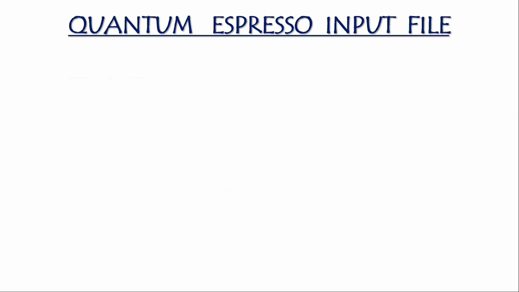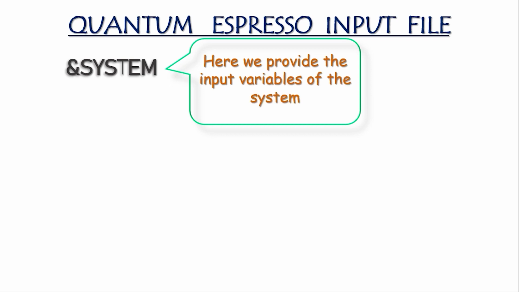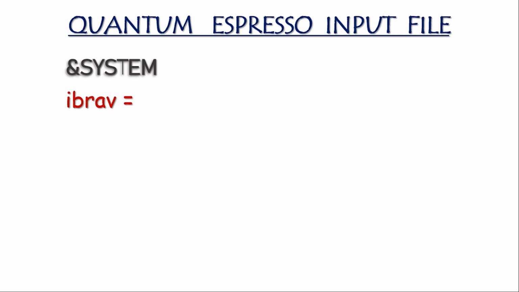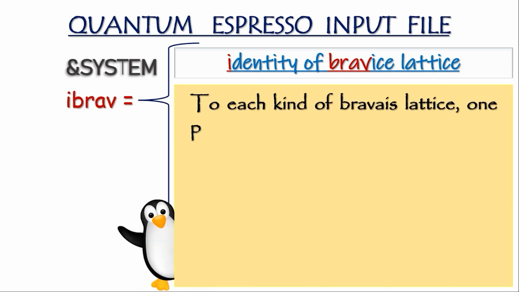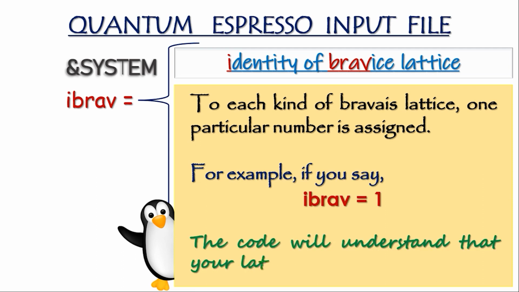Next, we go to the system namelist. It is written as &system. This contains the input variables of the system that we are going to study. The first card under this system is ibrav. This actually means identity of Bravais lattice. So here you are actually going to define the Bravais lattice you are using. To each kind of Bravais lattice, one particular number is assigned. For example, if you say ibrav equal to 1, then the code will understand that your lattice is simple cubic.